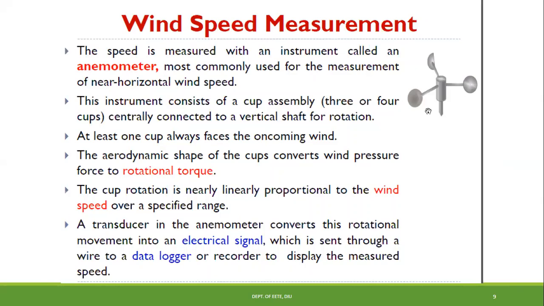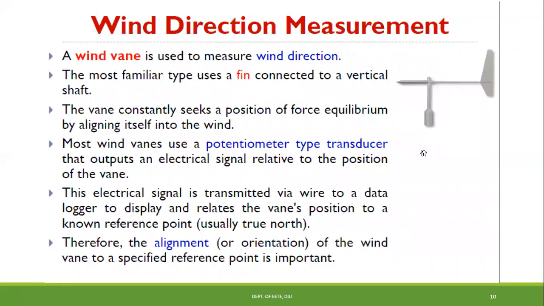When it rotates, it creates a rotating torque, and from that rotating torque we measure the wind speed. According to the wind speed we adjust the gearbox, so the wind speed measurement is done by this anemometer. Next is the wind vane, which is basically used for wind direction measurement.